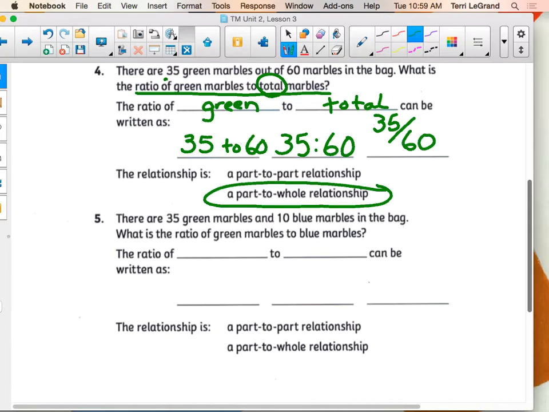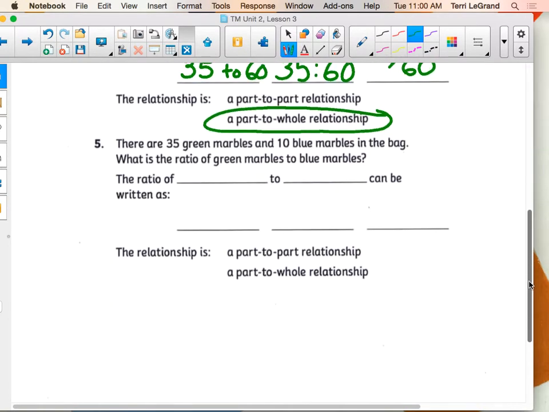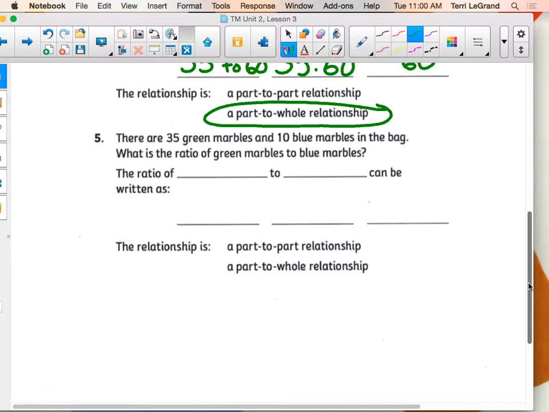Can 35/60ths be called a fraction then? Yes, because it is a part to whole relationship. 35/60ths can be written as it is considered a fraction. Okay, and the last one. We're comparing what? Green marbles to blue marbles. So ratio of green to blue.